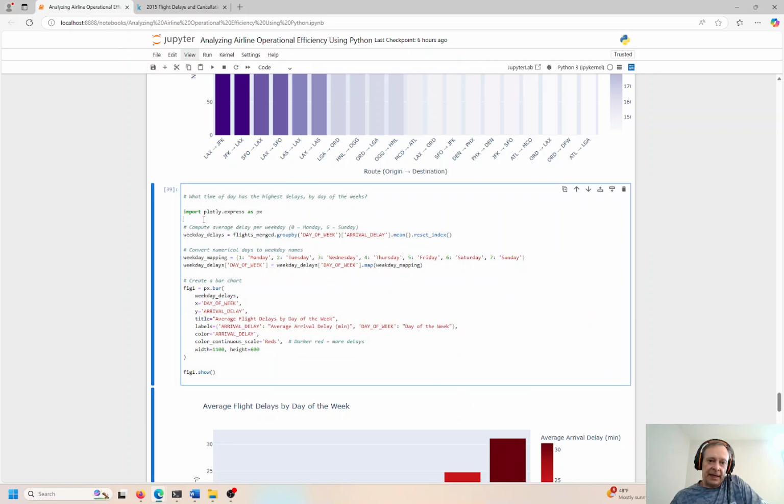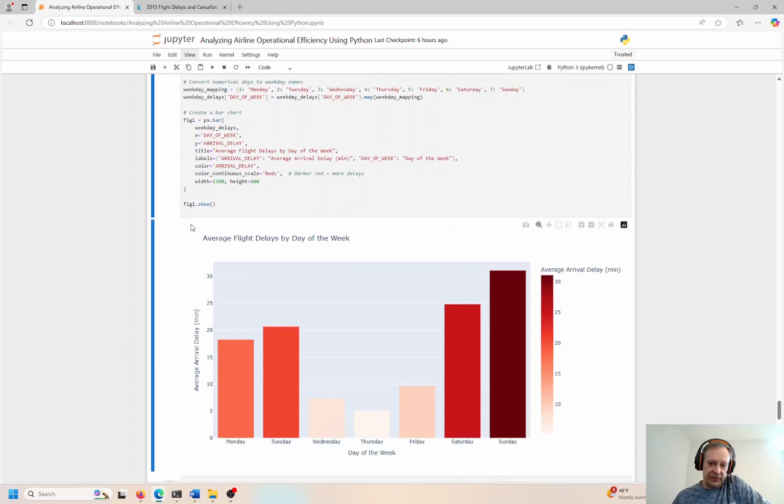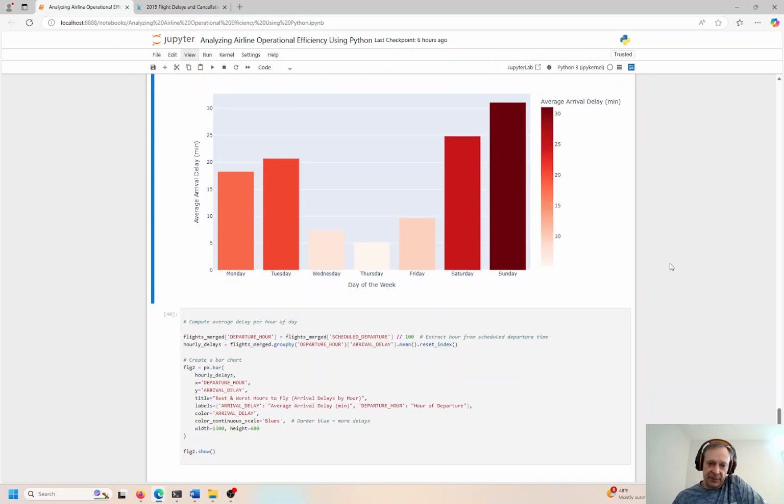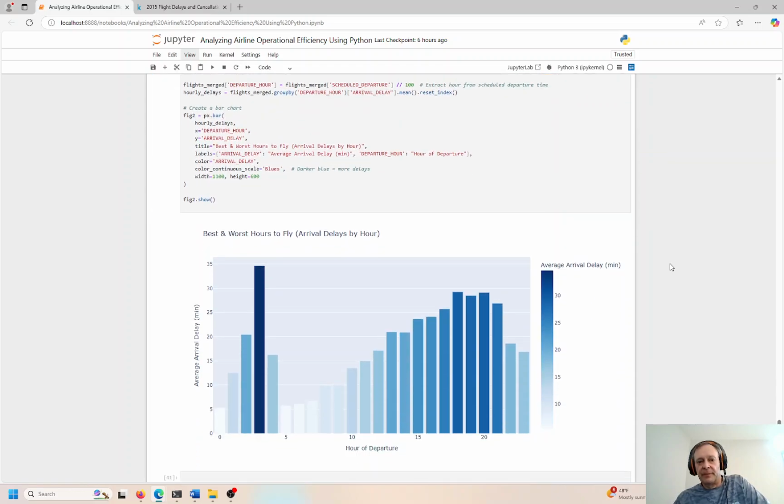What else? Got a couple more here. What time of day has the highest delays by day of the week? Okay, so this is when you want to schedule your flights or avoid scheduling your flights, right? Sunday has the most delays. Saturday is pretty close, so don't fly on Saturdays and Sundays. Mondays and Tuesdays have some delays, not as bad as Saturday and Sunday. Thursday has the fewest delays, so go ahead and book your flight on a Thursday, and you should get where you want to go without worrying too much about whether the plane will be on time or delayed. Sunday, almost guaranteed. Thursday, you're pretty much all set.